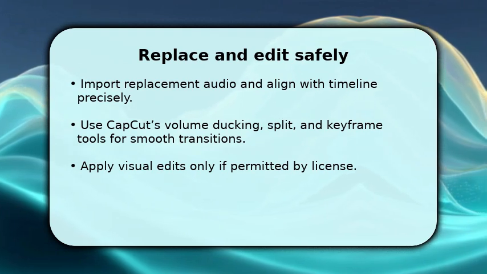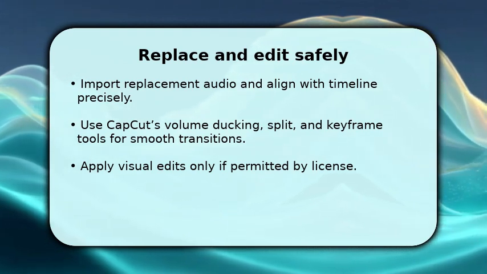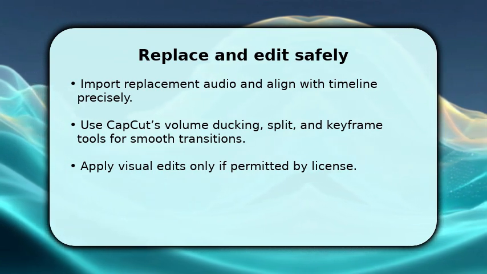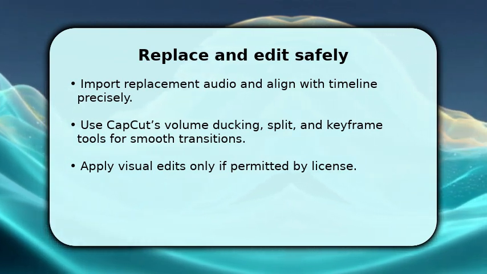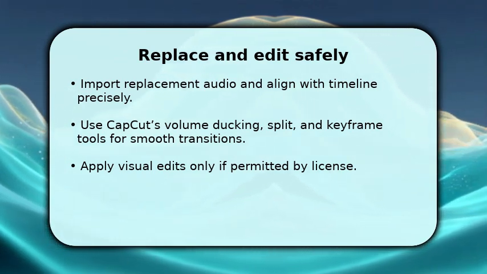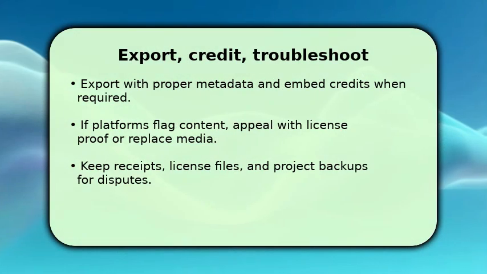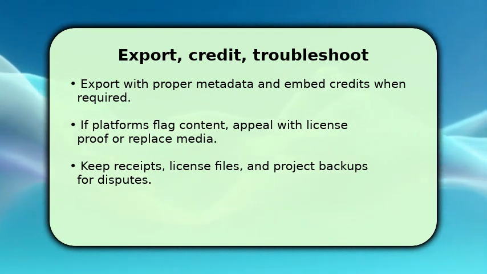Once done, adjust export settings for quality and metadata. Save incremental project versions so you can track changes and demonstrate compliance if asked. Finish by exporting with appropriate codec and embedding credits in the description or video depending on license terms. Include artist, license type, and link if required.